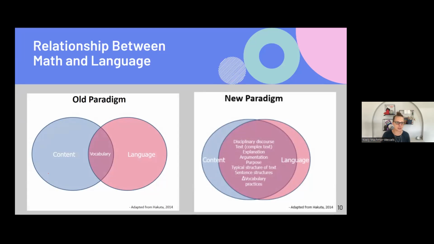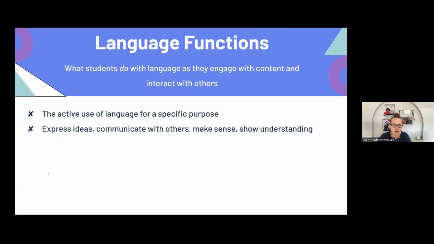We're not handing students a bunch of fact sheets and having them do problems with only numbers in them and not talking to anyone, right? So there are all these ways that language overlaps with the content in math classrooms. And so it's important to attend to what it is we're asking students to do with language, right? So we talk about the language functions, what students are actually doing with language as they engage with content and interact with others in a math classroom, right? We're asking students to use language for a specific purpose in class, and they have to express ideas and communicate with others and make sense and show understanding, right?